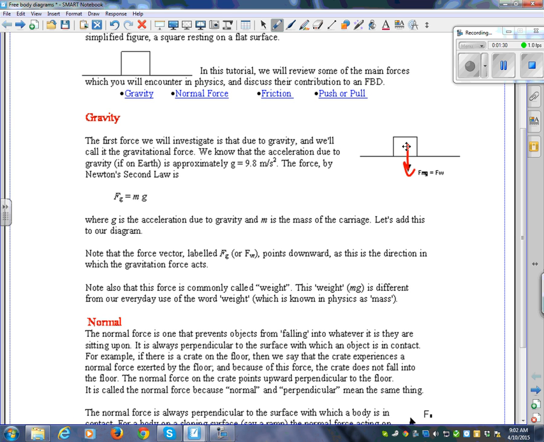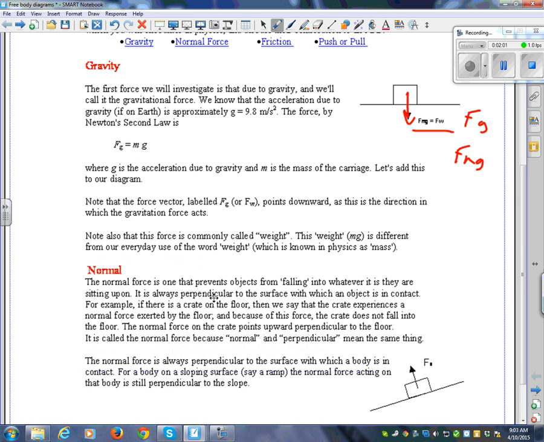Most of our problems are going to happen on Earth. You can assume that gravity is there. So we're going to call that FW, weight force. Some books call it FG, force of gravity. Some say FMG, mass times gravity. There's a variety of ways to represent it. It all means the same thing. You have to be a little bit bilingual when it comes to symbols. Okay? I like FW. G is the acceleration due to gravity, and M is the mass of the carriage.